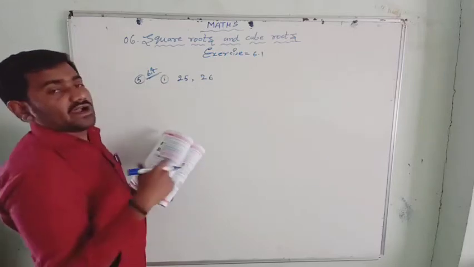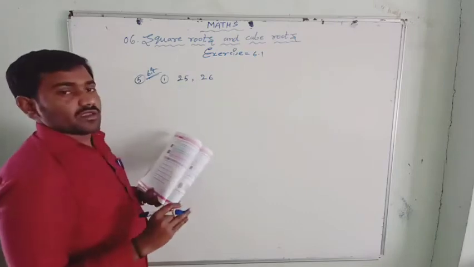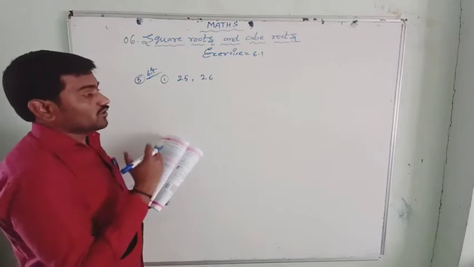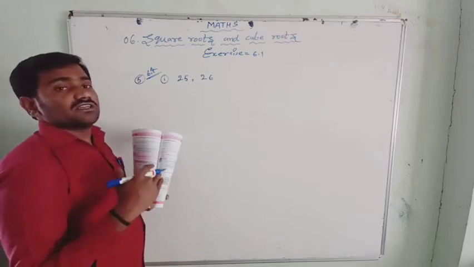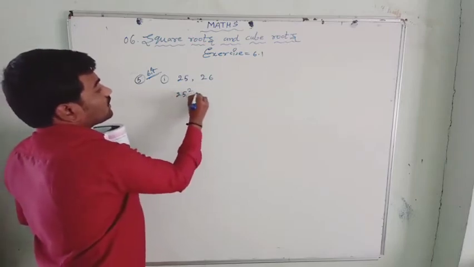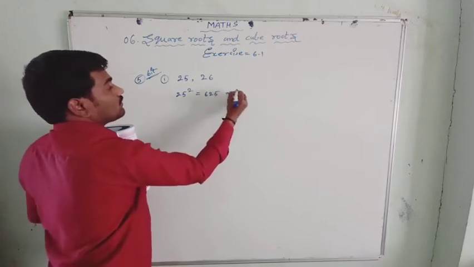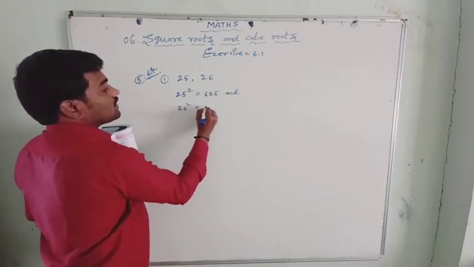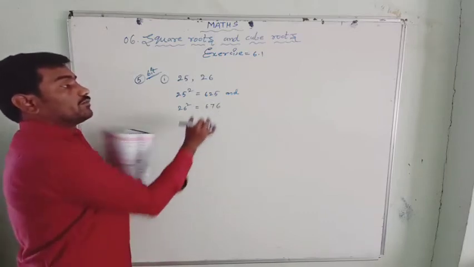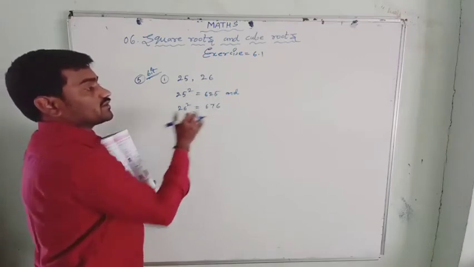Between 25 square and 26 square, how many numbers lie? That means how many numbers are there between 25 square and 26 square. We know that 25 square is equal to 625 and 26 square is 676. So between these two numbers, how many numbers are lying?